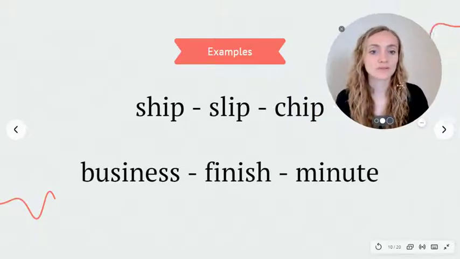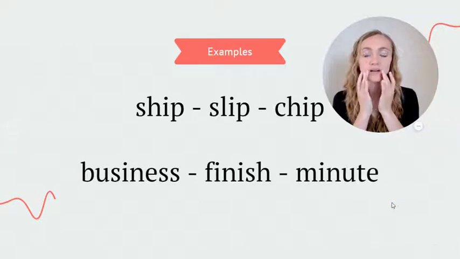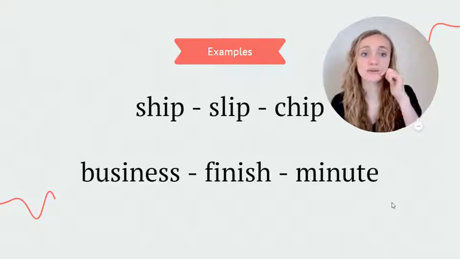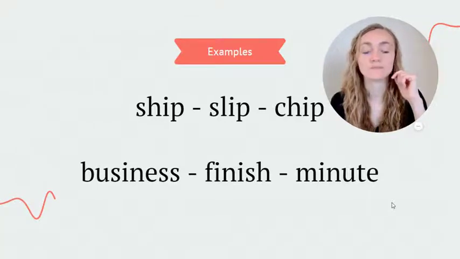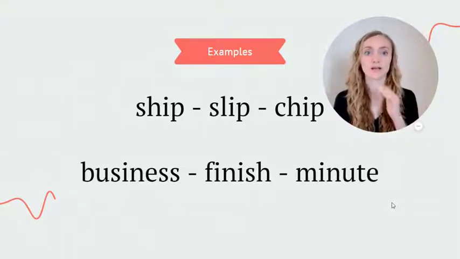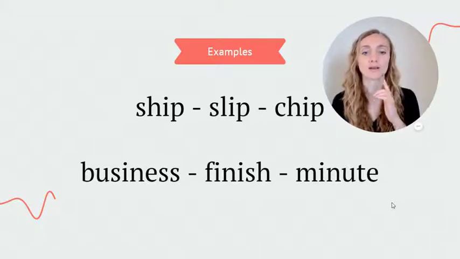Here's some examples. So we're going to practice dropping our jaw, relaxing it, and relaxing our lips as well. And make sure the tip of your tongue is behind your bottom teeth. Ship. Ship. Not sheep, but ship. Ship. Relax. Ship. Slip. Chip.